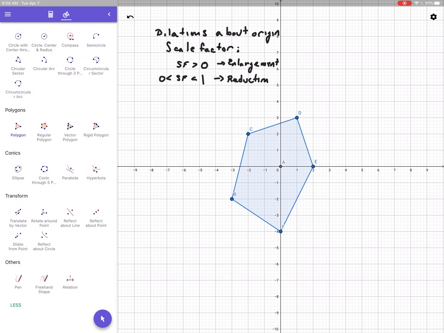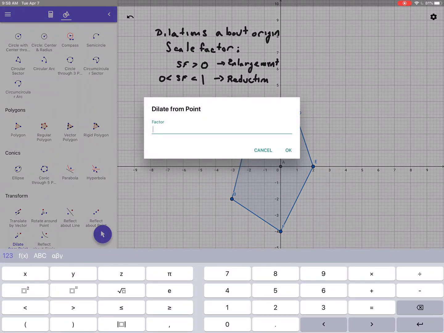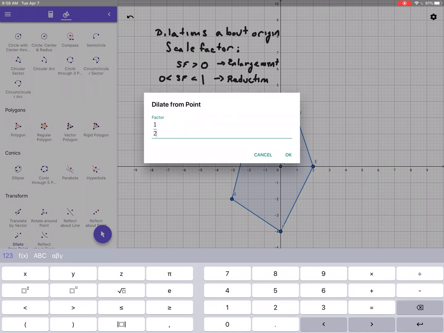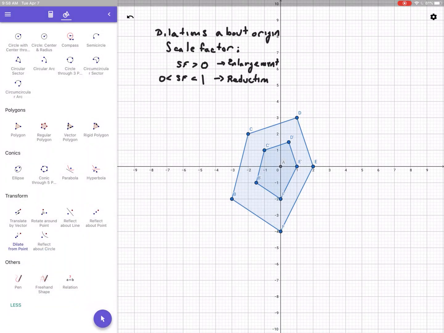So you see that we have a transform tool here, and you see dilate from a point. So I'm going to click dilate from a point. I'm going to click the actual polygon that we have, BCDEF. I'm going to click the point that I want, which is the origin, and now I'm going to scale it by a factor of 1/2. Okay? So that fits between 0 and 1, so that should be a reduction. And you can see that B prime, C prime, D prime, E prime, and F prime.